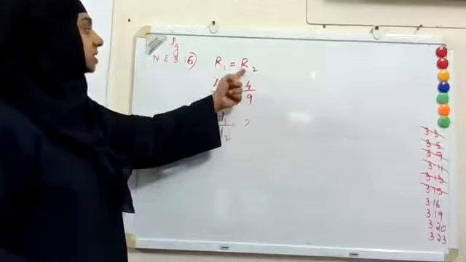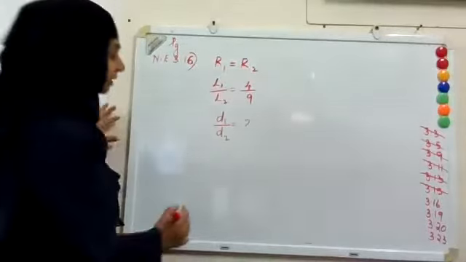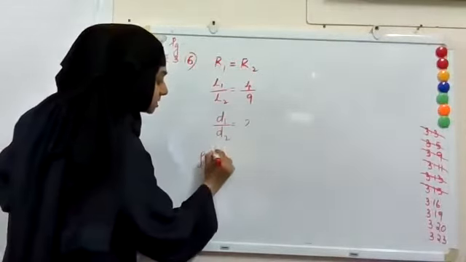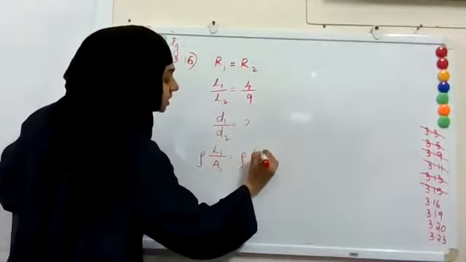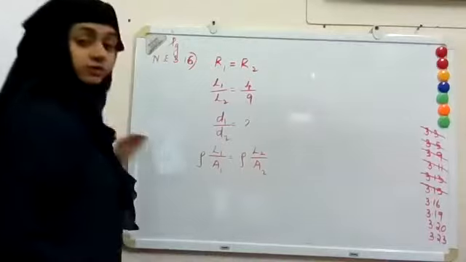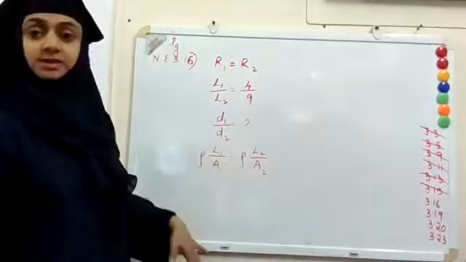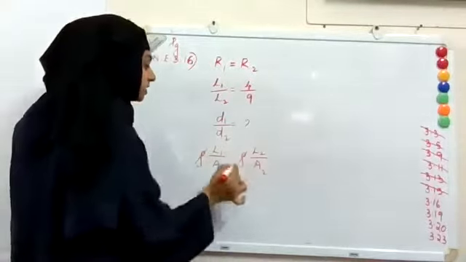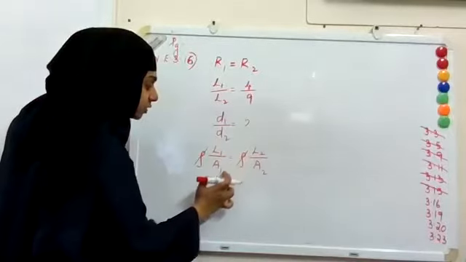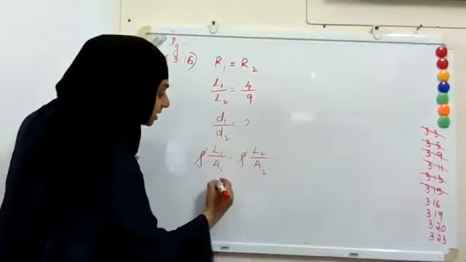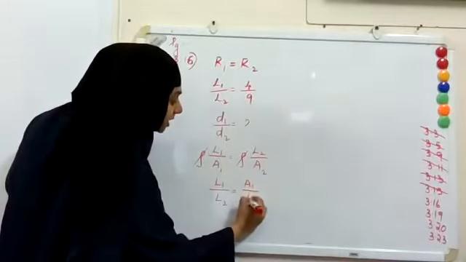Now R1 is equal to R2. So let me substitute the equations for R1 and R2. R1 is rho times L1 by A1, which is equal to R2, rho times L2 by A2, right? So rho gets cancelled, since it is the same material and its value is the same. If I take L2 to this side and A1 to that side, this will become L1 by L2 is equal to A1 by A2.